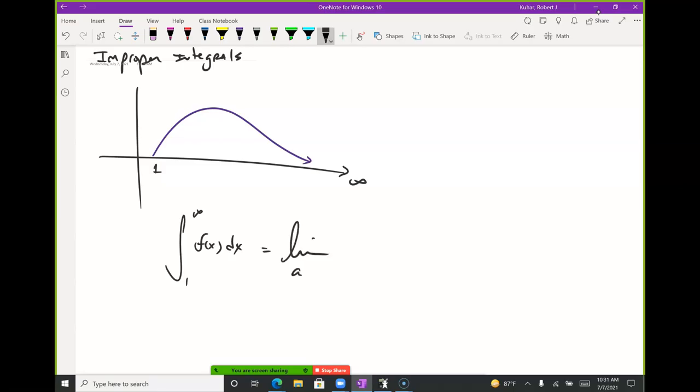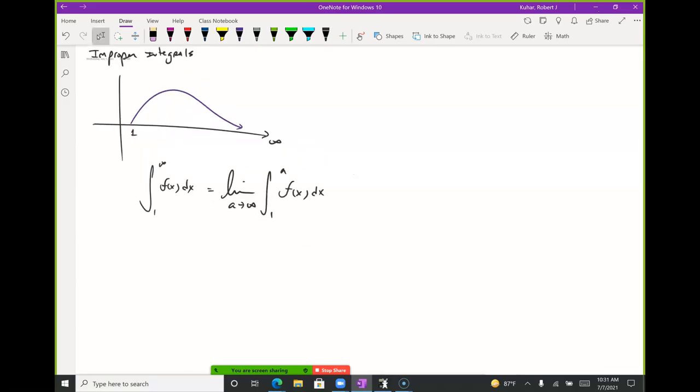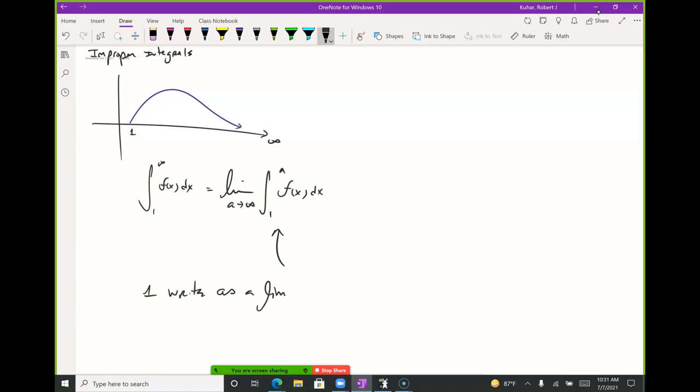But the thing here is we want to write this as a limit, and you can use any letter you want, right? So from 1 to A, f of x dx, and then you're going to find that antiderivative in your normal fashion. It's probably going to be by parts for me. But then you're going to evaluate the limit, and L'Hopital's rule should come into play, right? Write as a limit. First thing you should do.